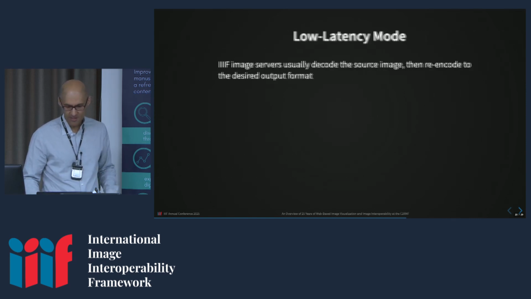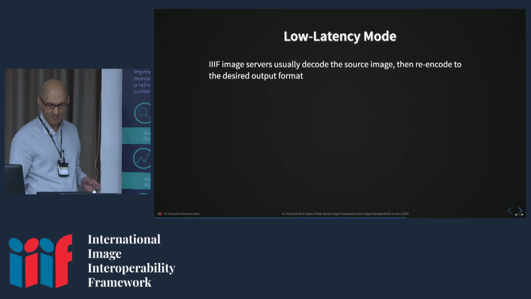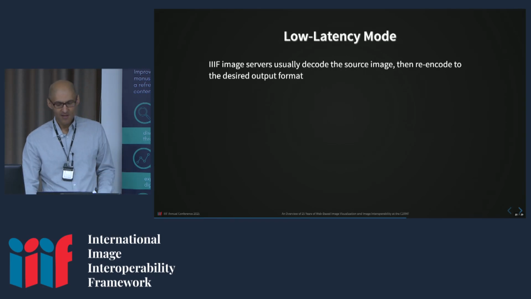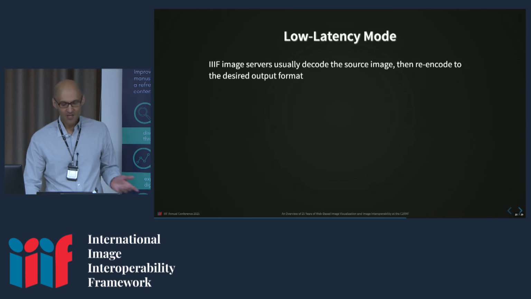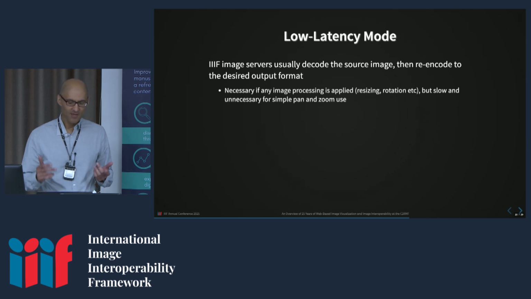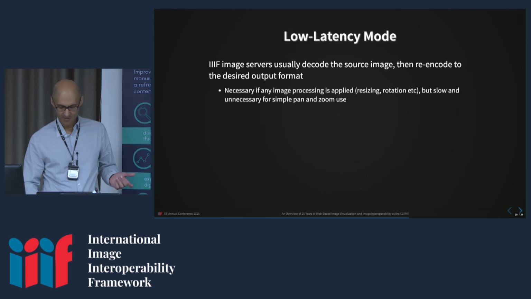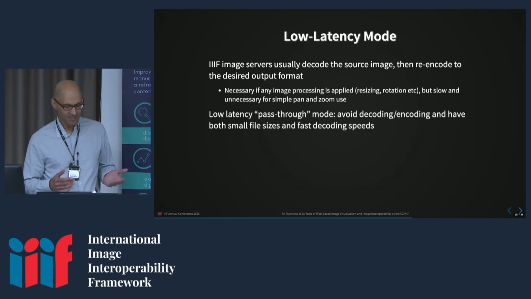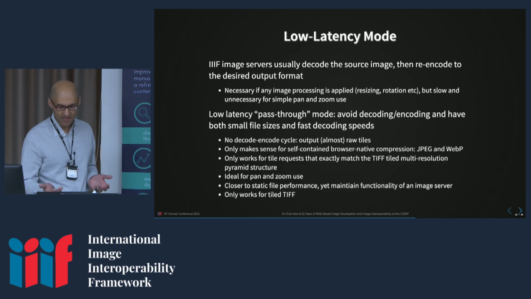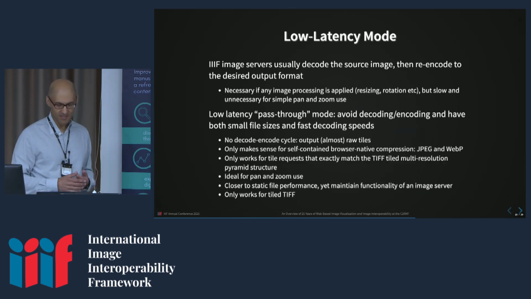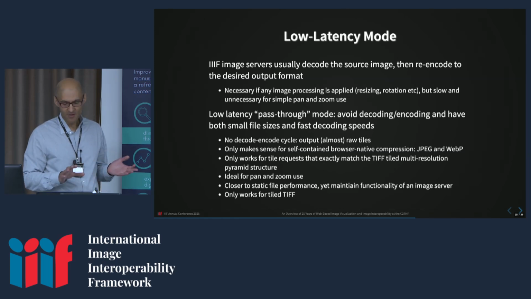First of all, this low latency mode is worth looking at in more detail. As I said, normal image servers decode and then re-encode the source image depending on the output you want. Obviously, if you're applying some image processing such as resizing or rotating, then you do need to go through this whole cycle. But in a lot of cases this isn't necessary when you're doing pan and zoom viewing, which is one of the main use cases for IIIF. The idea is to have both small file sizes and fast decoding speeds. So this only makes sense for JPEG and WebP.